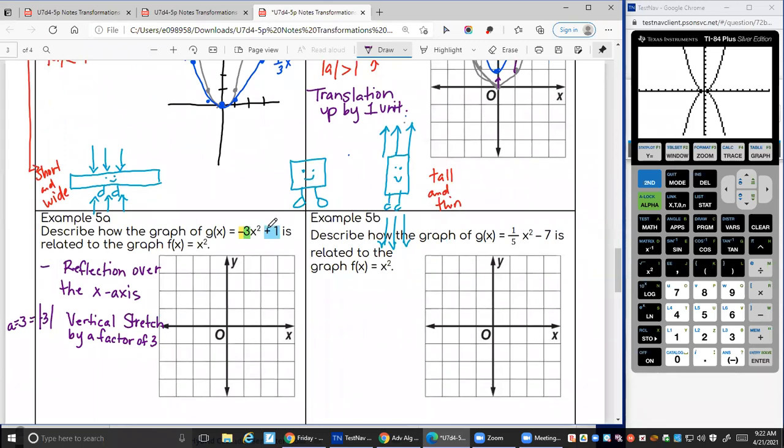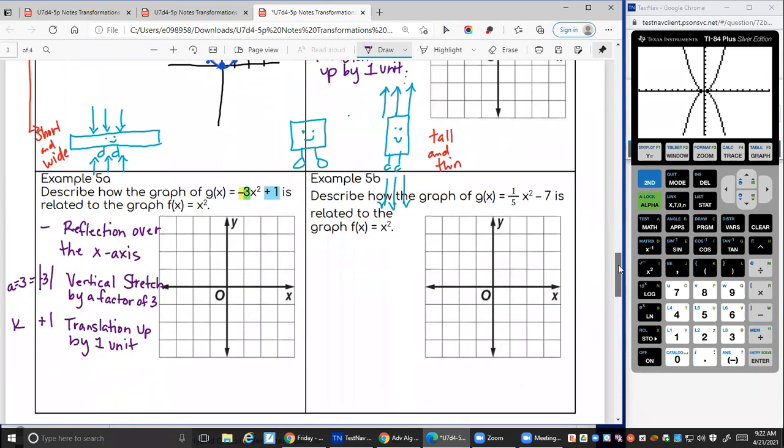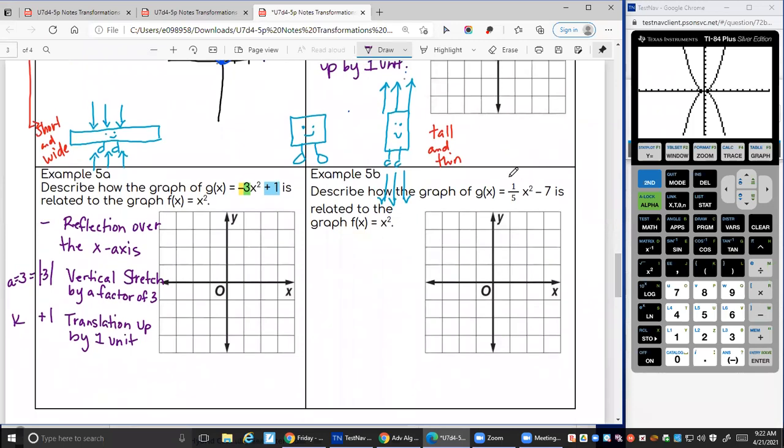And then finally, the +1. That's just a translation up by 1 unit. Easy enough, hopefully. Okay, so we just got to look at each one of those parts, right? This was the value for K, and this here is just the negative in front. All right, so keep that in mind. The negative up front controls whether or not it's reflected, okay? This one has no negative in front, so it will not be reflected.